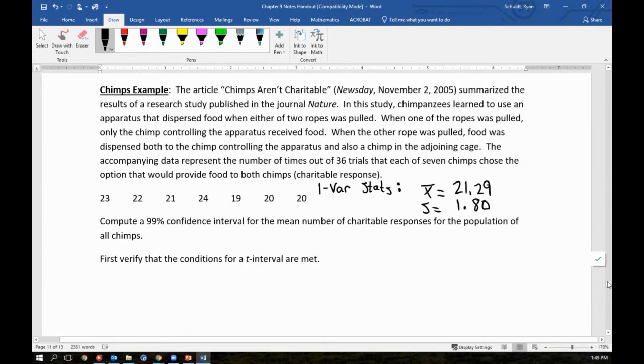Okay. Now, we did those calculations. Really, we were kind of putting the cart before the horse. We first need to verify that the conditions for a t confidence interval are met. So first, does it come from a random sample?